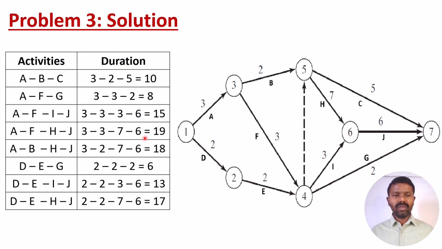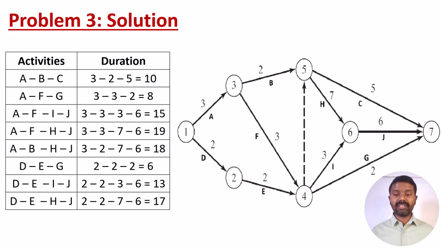So even though when you come to the fourth path, AFHJ, you got 19 hours, that doesn't mean that unless we know all the other paths and their values, we can conclude that 19 hours is the critical path and the maximum duration. That is why identifying each path and its duration will take time. Instead, if you calculate the maximum duration at the node points, then we can easily calculate the critical path and the project duration.